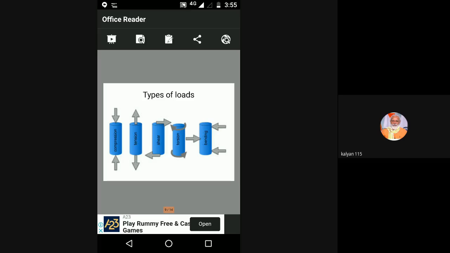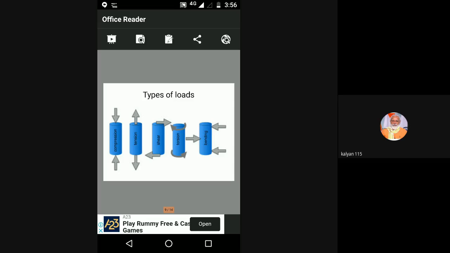And now, the next one is the types of loads acting on the member. You can look at the first figure. The member is subjected to compressive load. That means the load is acting towards the member. And the second one, you can look at the second figure. The member is subjected to tension. That means the load is acting away from the member here.